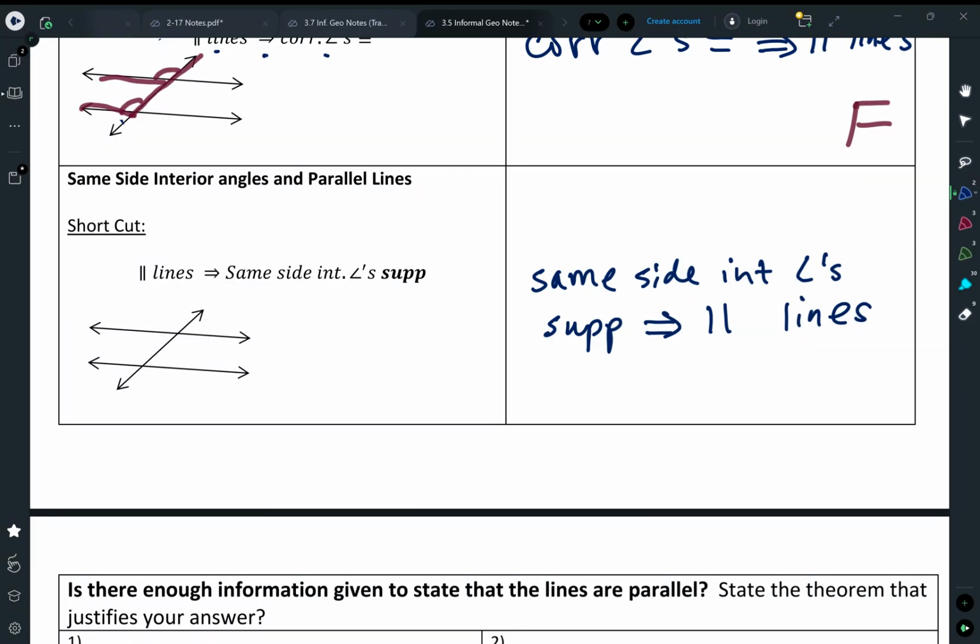Same side means same side of the transversal. This is my transversal right here. They're on the same side of that, but they're in the interior. This is my interior. So what we mean is this angle right here and this angle right here. And those make kind of a C shape. It's a very blocky looking C, but a C.